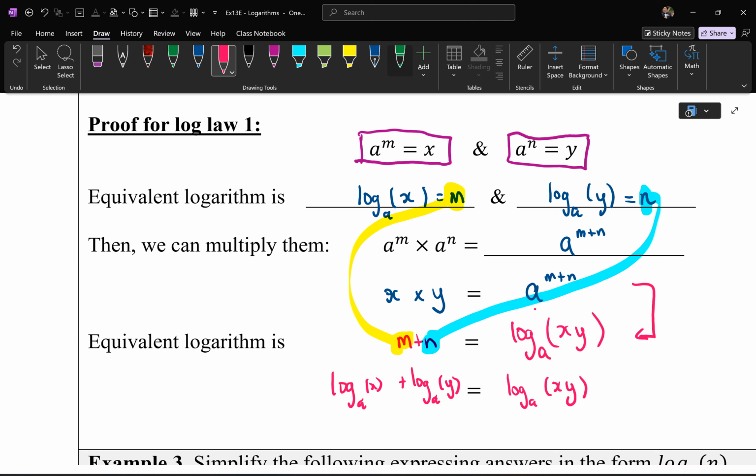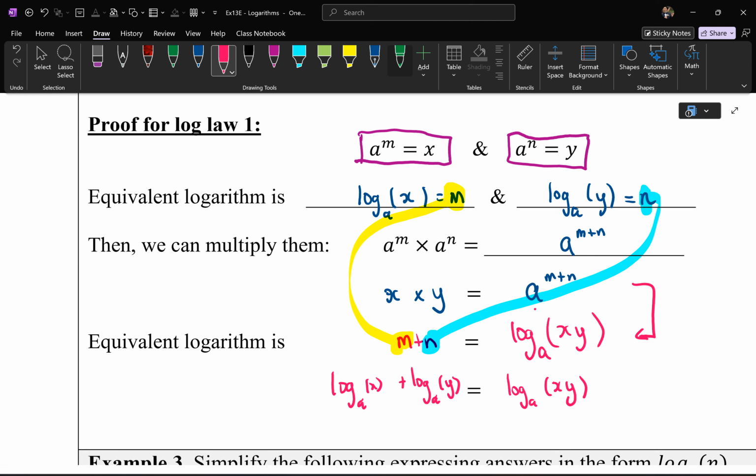That's the only reason why the index laws came into play. Because when you multiplied them, you were adding the powers. But it's this bit, it's that conversion. When you convert exponentials to logs, it's the way you read it. When you say log base a of xy equals m plus n, you're really saying a to the power of m plus n equals xy. Just like you did over here, a to the power of n equals y. I'm doing exactly the same thing. That's how you get rule number 1.